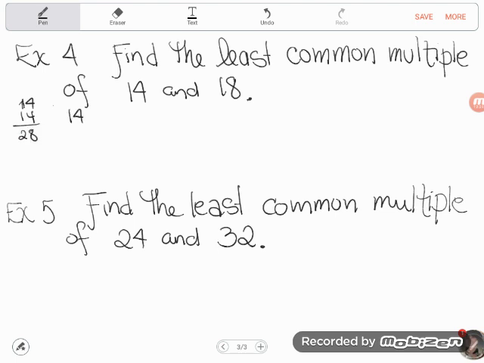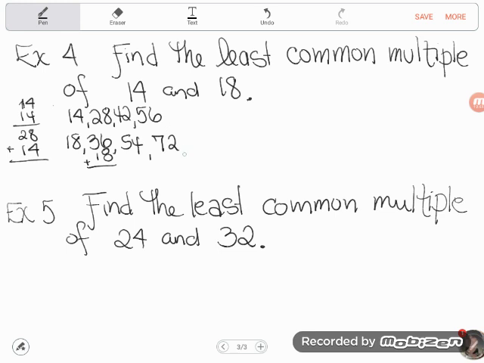So my multiples would be 14, 28. Add another 14, I'd get 42. Add another 14, I'd get 56. I could keep doing that with both 14 and 18. Oh my, I don't even know this one. 36 plus 18, what's that? 54. 72. Okay, so I went right past that. 90. Not close.